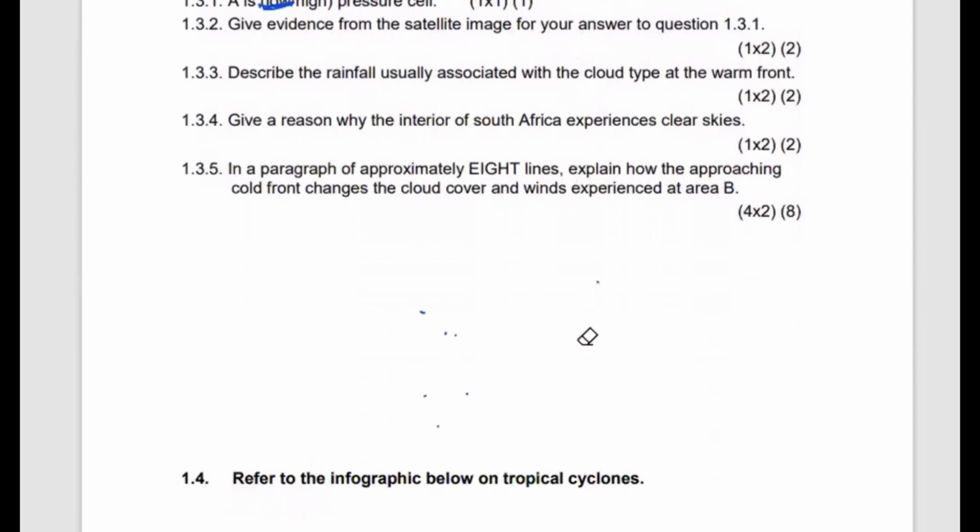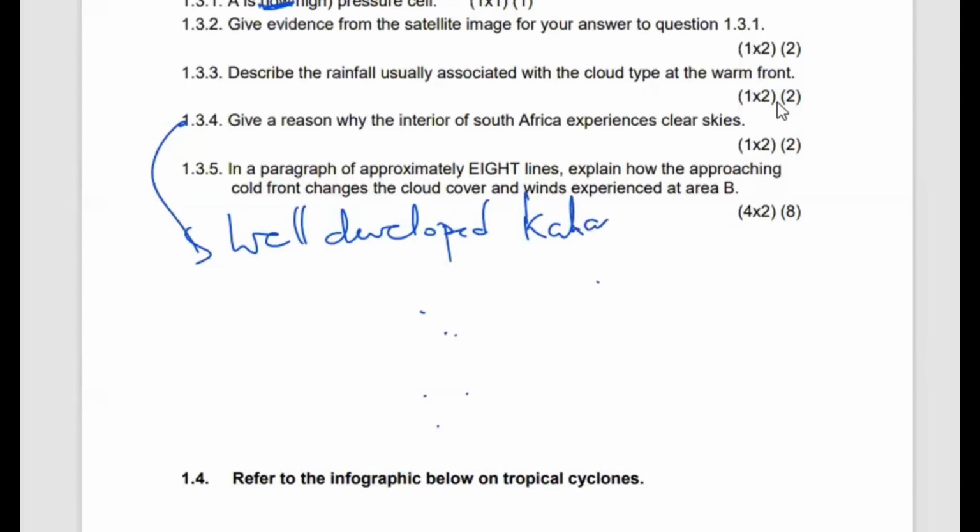So why is it that the interior is having clear conditions? When over the ocean we are having clouds forming and unstable conditions because of the mid-latitude cyclone. So that is number 1.3.4. Right. Why is it clear there? It is because of a well-developed Kalahari high pressure cell. If the Kalahari high pressure cell is well developed, it causes clear conditions.